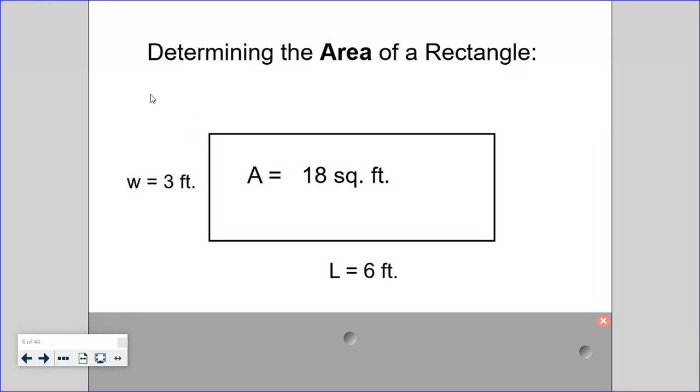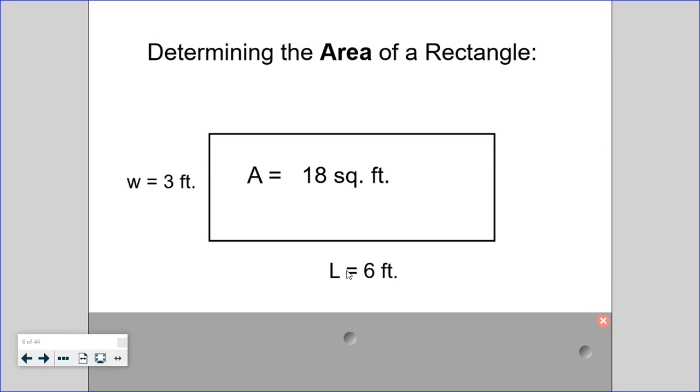All right, so let's practice. Let's determine the area of this rectangle. And I just happened to notice that it gives you the answer. That's okay. The length, L stands for length. The length of this rectangle is 6 feet. The width, W stands for width. The width is 3 feet. So this is a 6 foot by 3 foot rectangle. And I want to know how much space it covers, how many square feet it covers.